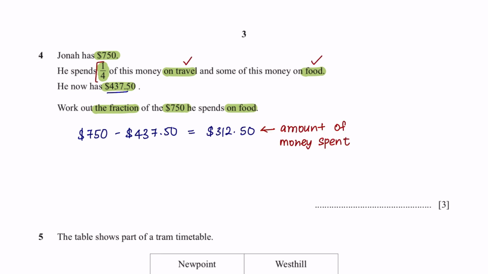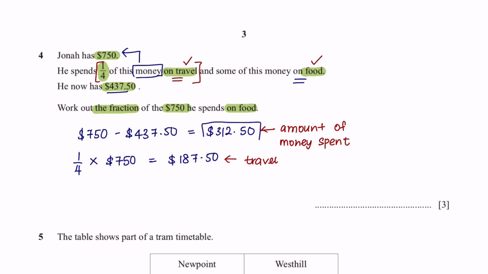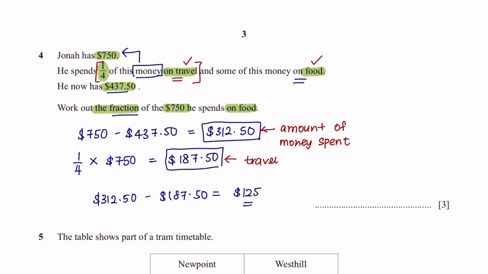Next, we know that 1/4 of his money is spent on travel. So 1/4 multiplied by the amount of money that he has, which is 750, would be 187.50. So this here tells us the amount of money spent for travel. So to get the amount of money spent on food, we will just take the total amount minus the money spent for travel, which is $125. This amount being written in fraction would give us 1/6. So the answer is 1/6.